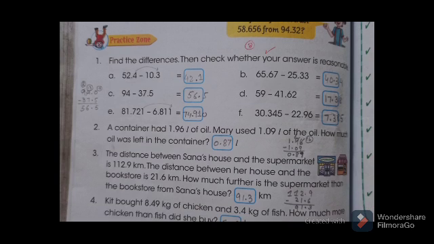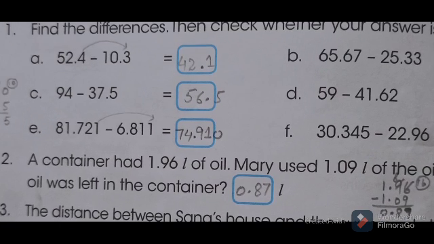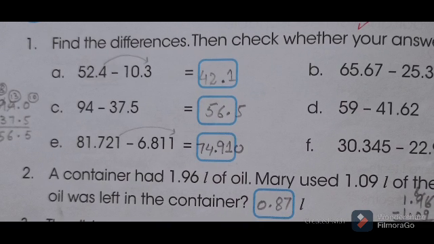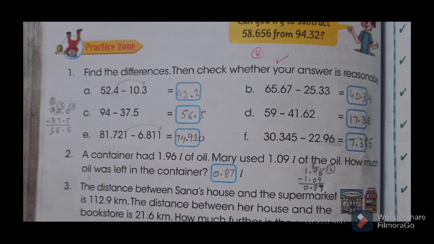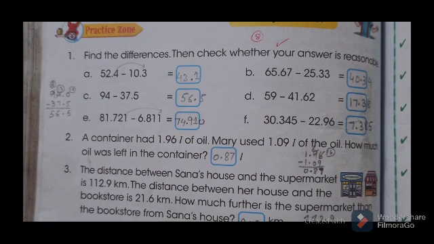In the same pattern, we will solve the practice zone. As you can see, question number 1 is find the differences. Then check whether your answer is reasonable. This is very easy. You have to subtract numbers starting from the right side. 4 minus 3 will be 1 and then we will put a decimal point and 52 minus 10 will be 42. In the same pattern, you have to solve A to F parts.